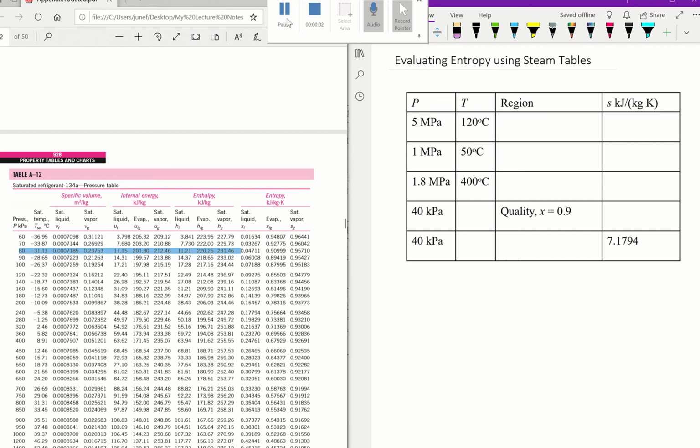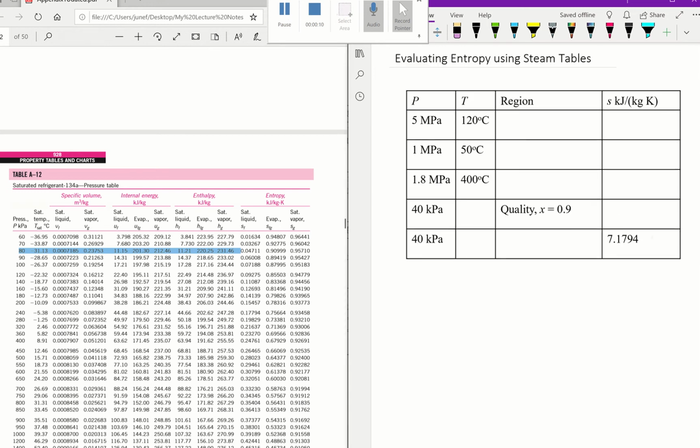Hi, in this video we'll be looking at how to use steam tables to find out entropy at different conditions. So let's look at this table here. First one, let's label that as a first one. And we're given the pressure of 5 megapascal and temperature of 120.